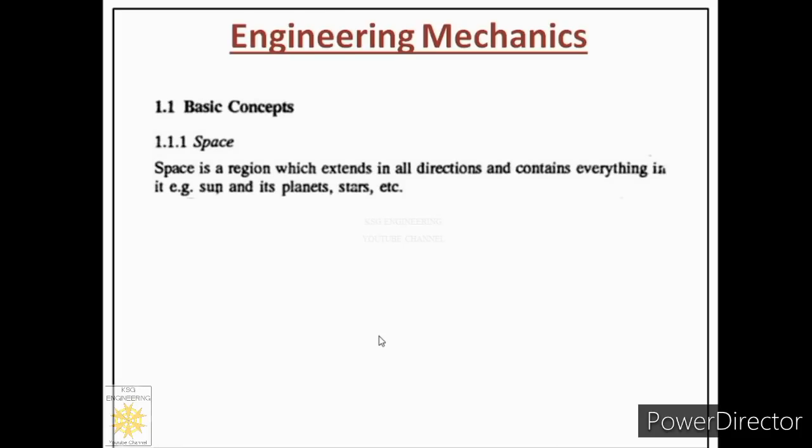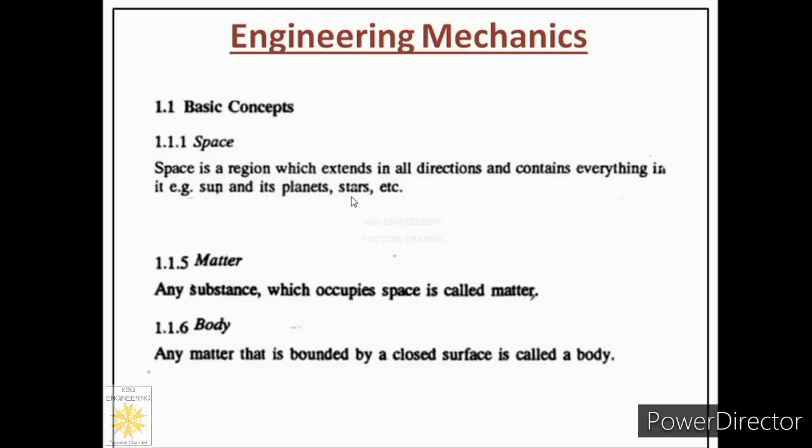Now we will cover some basic terms. I hope you already know these terms, but still I feel that I should discuss these terms once again with you so that we are ready for the coming topics. So the first one is space. What is space? We all know it is a region which extends in all directions and contains everything in it. The next is matter. Any substance which occupies a space is called matter. Next is body. Any matter that is bounded by a closed surface is called a body.